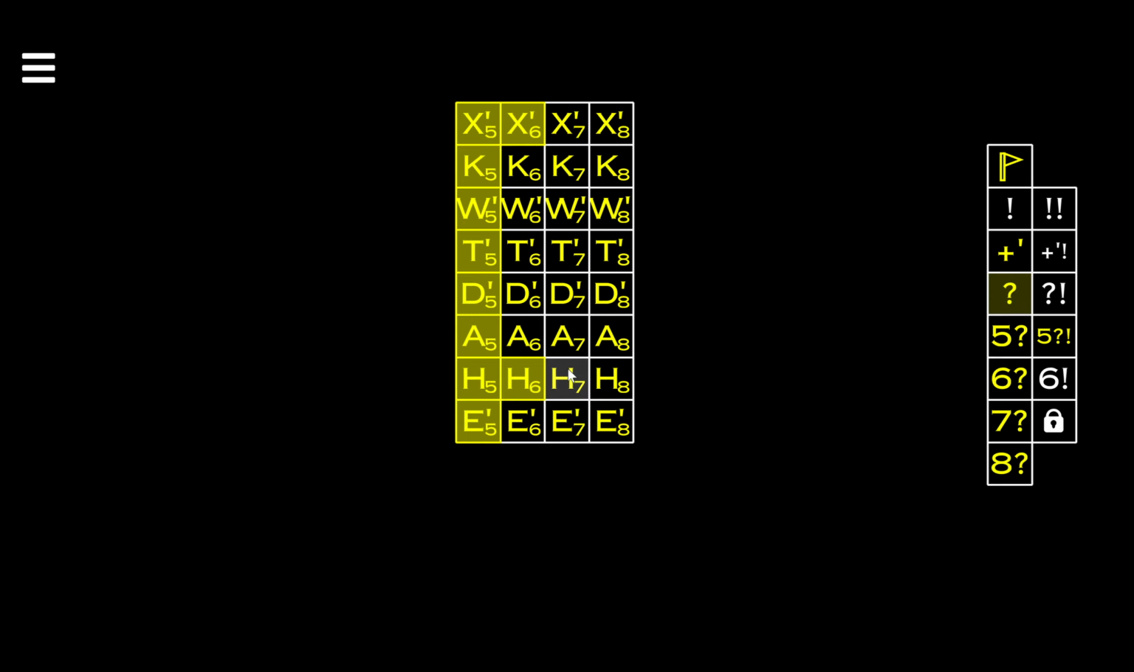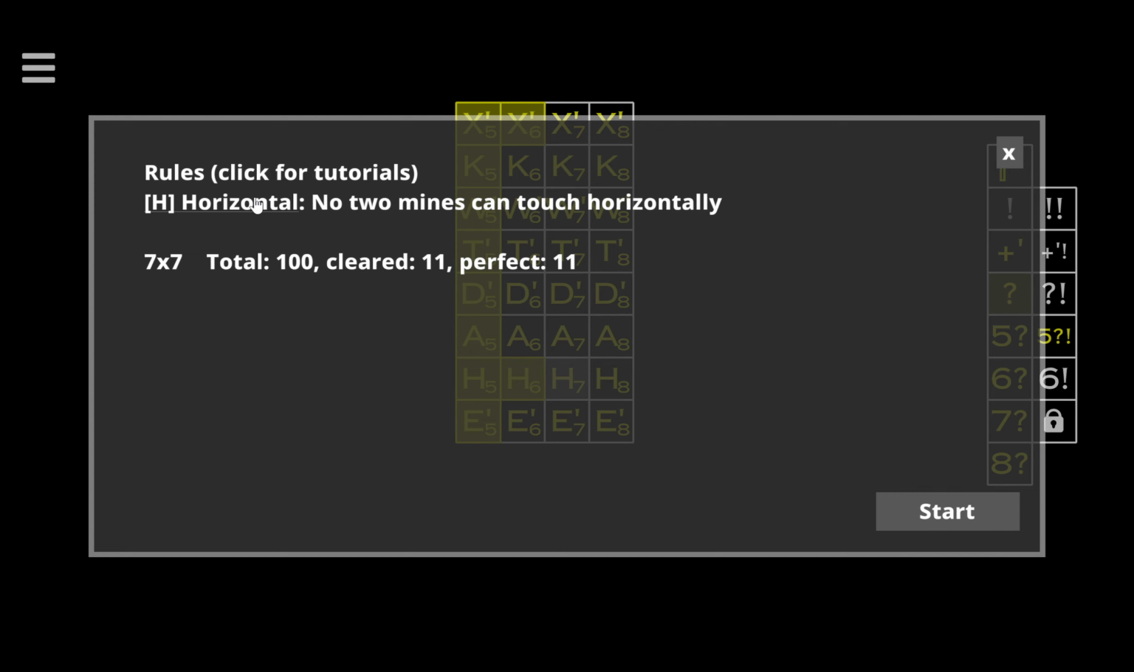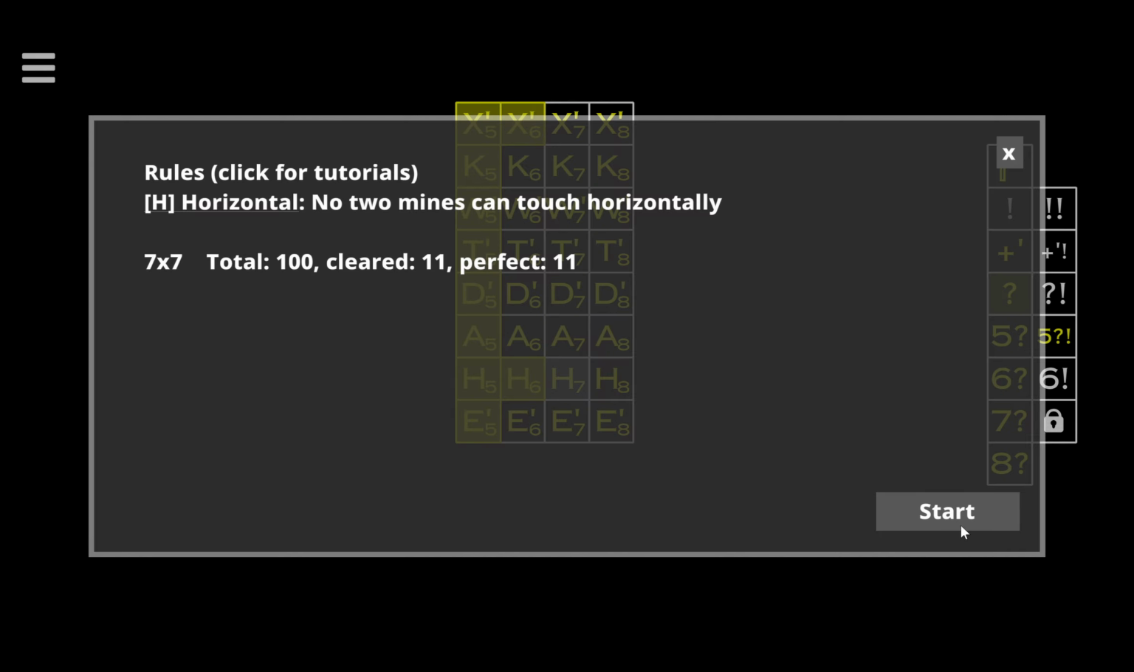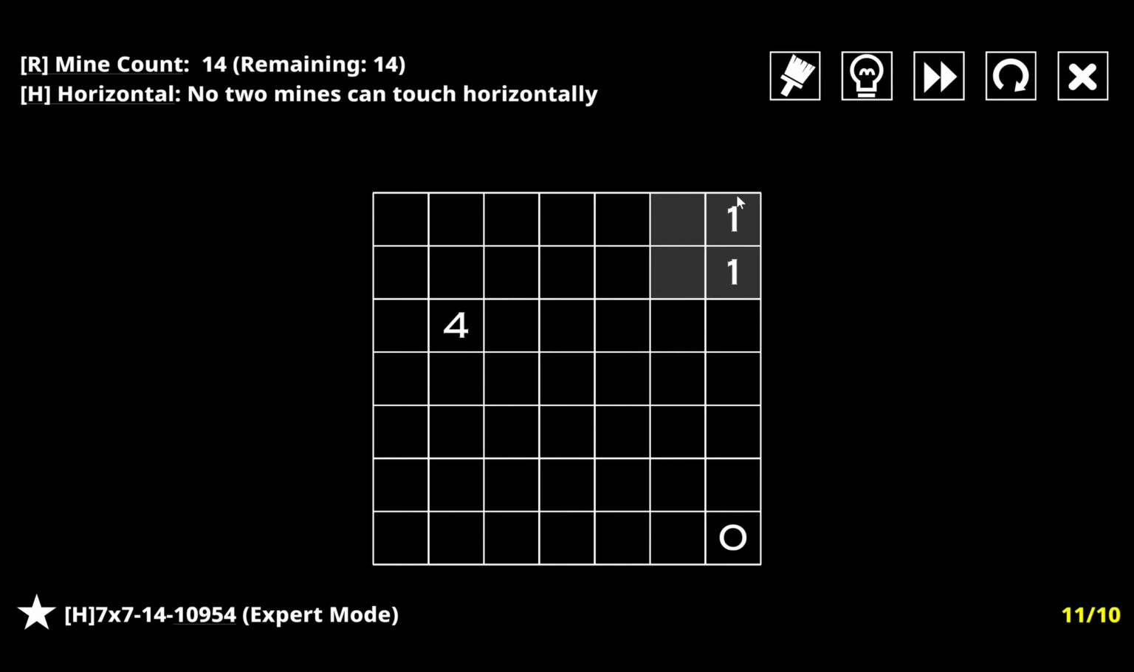Today we're going to be covering horizontal, and we'll just go ahead and get into it real quick. The horizontal rule is that no two mines can touch horizontally. There actually is a version of this variant in Minesweeper Variants 2 that, if you've seen any of my videos on that, you might recall. It's basically just the inverse, where every mine must have one horizontally adjacent. So just be sure to remember that that is not what this one is, so you don't get confused. We'll go ahead and get into a puzzle for it real quick.